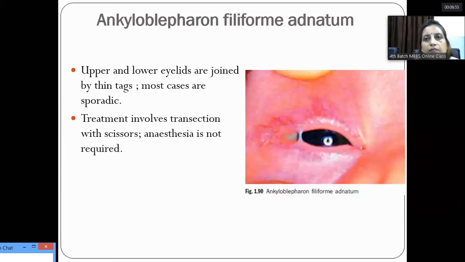And ankyloblepharon, in which the upper and lower eyelids are joined by a thin tag, and most cases are sporadic. Treatment involves transection with scissors. Anesthesia is not required many times over here. Sometimes in these ankyloblepharon patients it is very difficult to do intraocular surgery. So even by putting some arterial forceps, we just separate this. So this is not important.